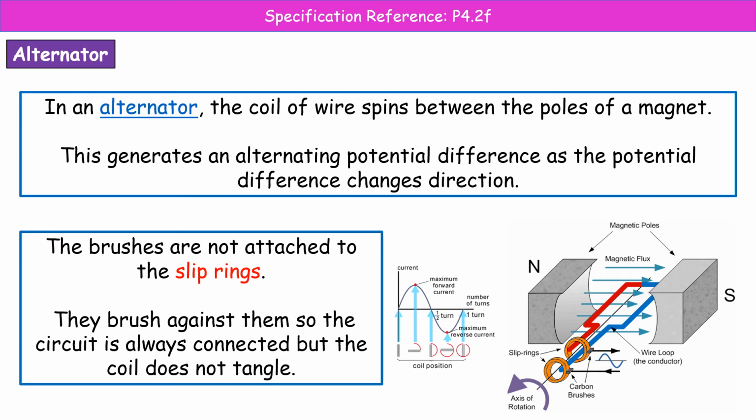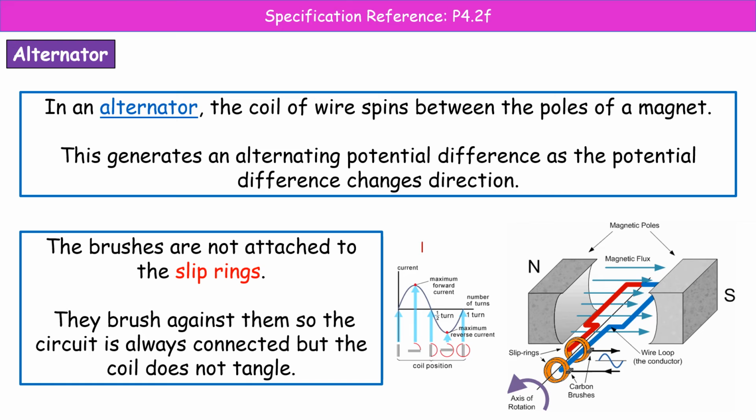So how do we use this then? Well, we've got two different devices we're going to look at: alternators and dynamos. In an alternator, our coil of wire is going to be spinning between the poles of a magnet. As a result, because we're spinning a coil of wire between the two poles of a magnet, we're going to generate that alternating potential difference. The reason that we do that is we're cutting field lines. It's alternating because the potential difference is changing direction.